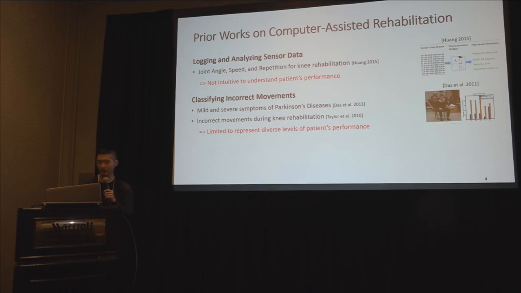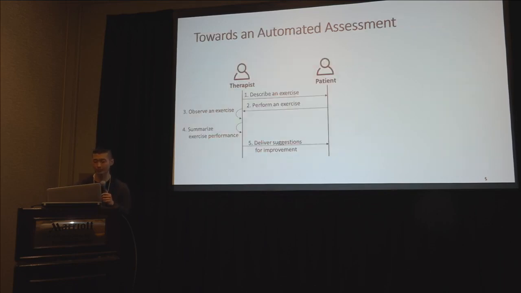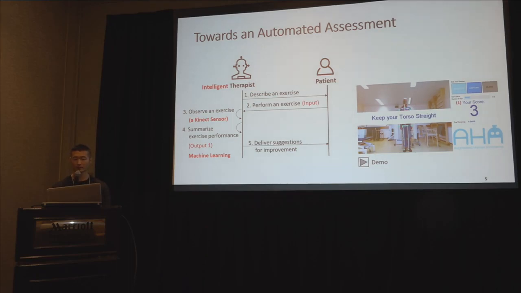So there is a need for quantifying exercise performance, and researchers started exploring the usefulness of kinematic variables for quantitative assessment. For example, they correlate the kinematic variables with the clinical score, but limited work has explored how we could actually quantify and how it works compared to humans. So this research proposes the development of an intelligent therapist, which can describe the exercise, observe the patient's exercise performance with the Kinect sensor, summarize exercise performance with machine learning, and deliver suggestions for improvement.